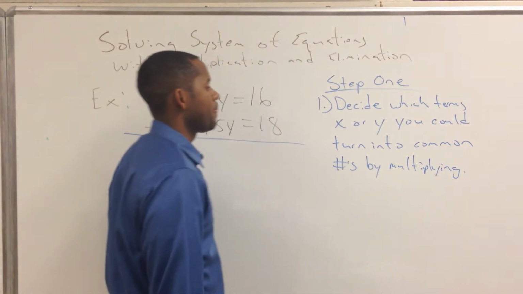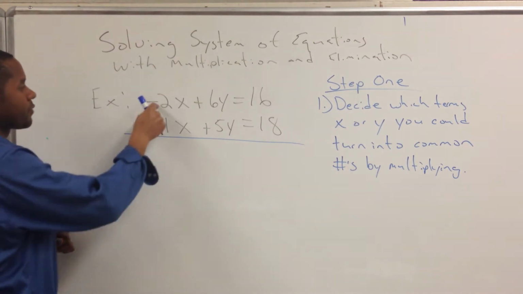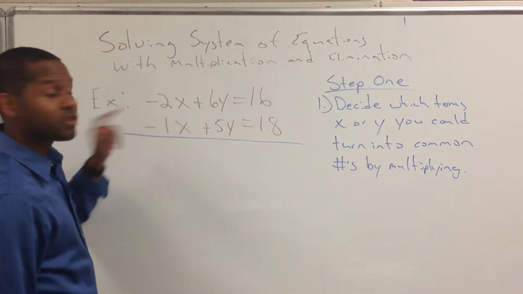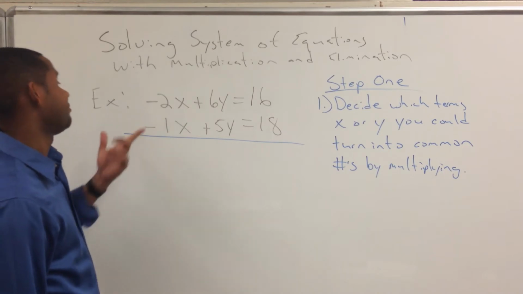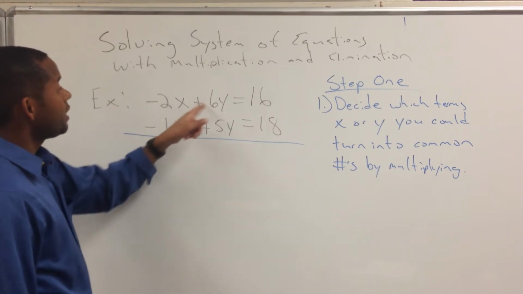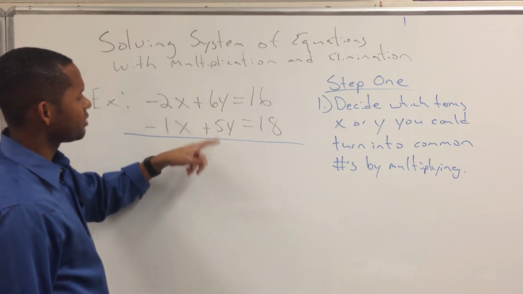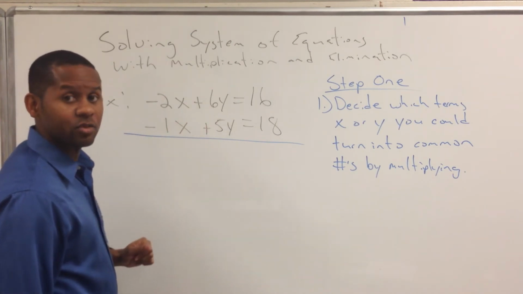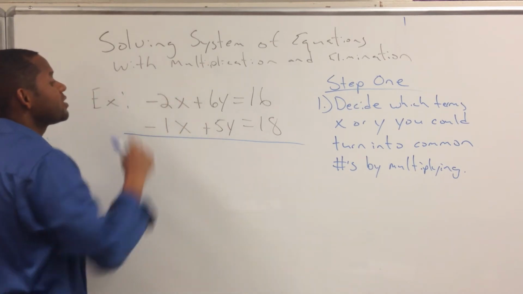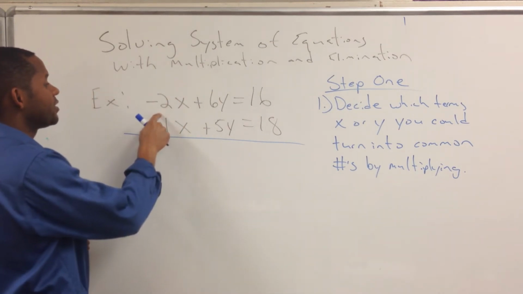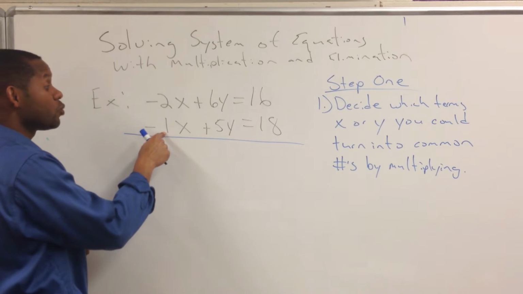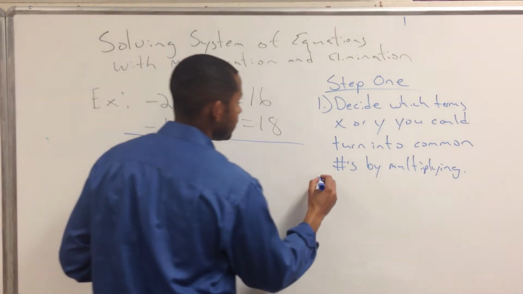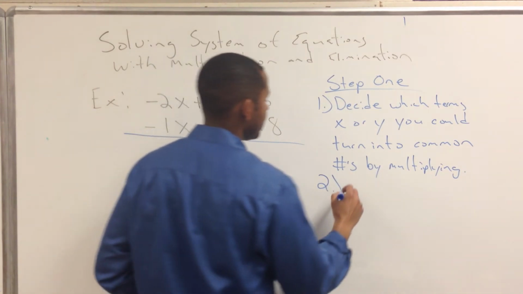Okay? So what I mean by that, I have a negative 1 and a negative 2. Can I turn a 1 into a 2 by multiplying? Yeah, very easily. I got a 6 and a 5. Now look at this one. I can't turn a 5 into a 6 by multiplying, nor can I turn a 6 into a 5 by multiplying. So this is the one I want to deal with. This is a 2, and I could turn this 1x into a 2. Okay?